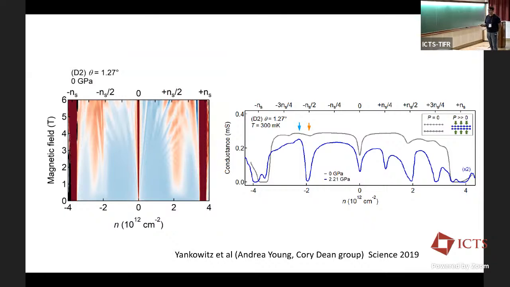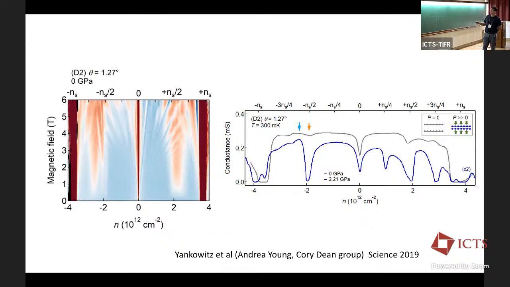Here's the data from Andrea Young and Cory Dean's group from a fairly early publication, where they took a twist angle of 1.27, which is away from the magic angle. I showed you this data before. The key there was that they applied pressure and tuned it to look like it's close to the magic angle. But now I want to go back and turn off the pressure, so let's focus on this gray curve.